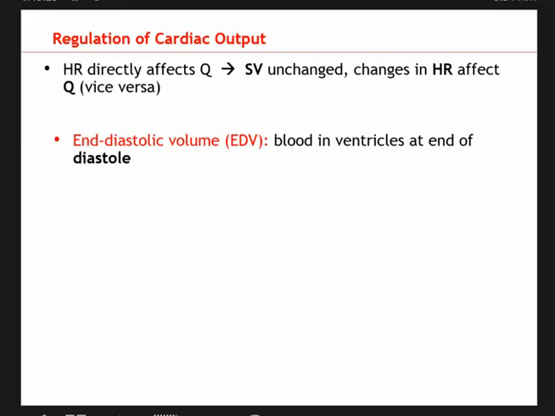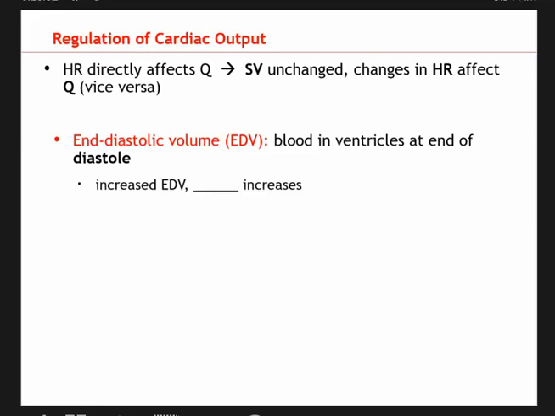Some other terms here. The next term we have to be familiar with is end diastolic volume, or EDV. We read our definition: blood in the ventricles at the end of diastole. We remember diastole, which is the filling or the relaxation phase. This is before the blood is pumped out. So we have our ventricles and we have blood filled in both of them. End diastolic volume, or EDV, is just how much, looking at the volume of blood that was filled.